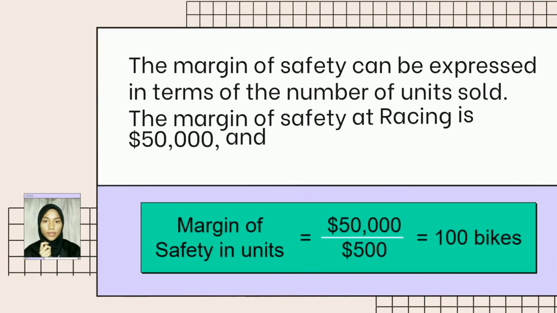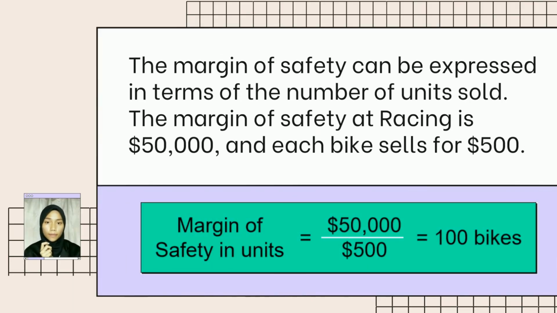Moving on to the next example. The margin of safety can be expressed in terms of number of units sold. The margin of safety at Racing is $50,000 and each bike sells for $500. To get the margin of safety in units, we simply divide $50,000 by $500, which is equal to 100 bikes. Alright, I think that's it from me.